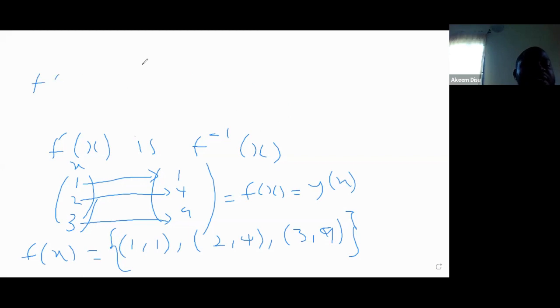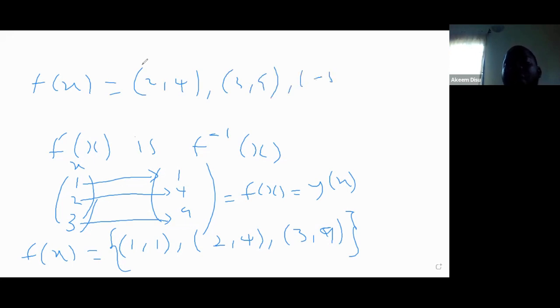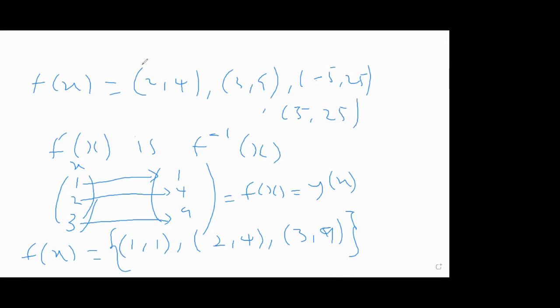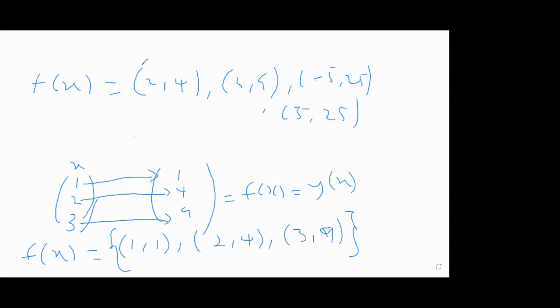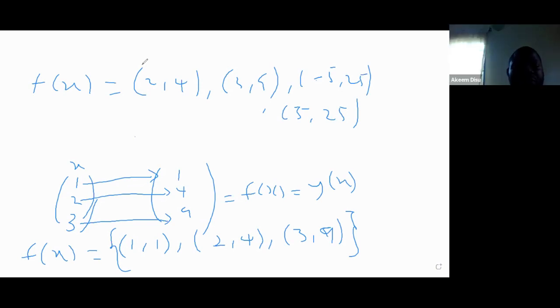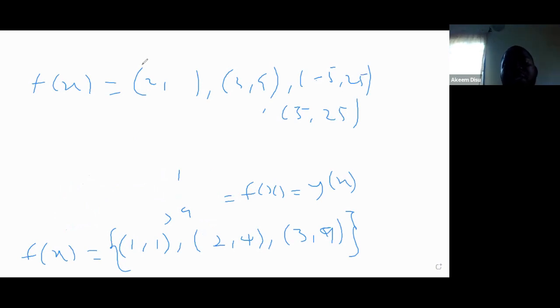If you have f of x equal to, let's say, 2, 4, 3, 9, the same time squared, you now have minus 5, comma 25. We can also have 5, comma 25. This function is not a one-to-one function because minus 5 and 5 match to 25. That's why it's not one-to-one. Let's say you want to have it like this diagram I have here. Then we can draw the domain like this.